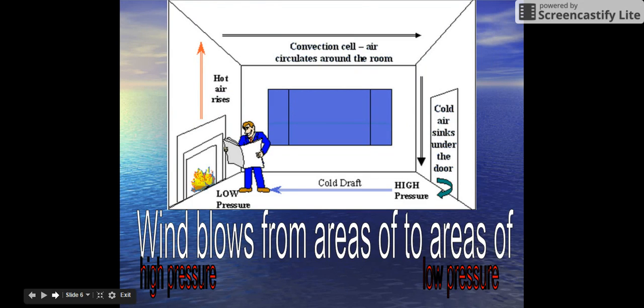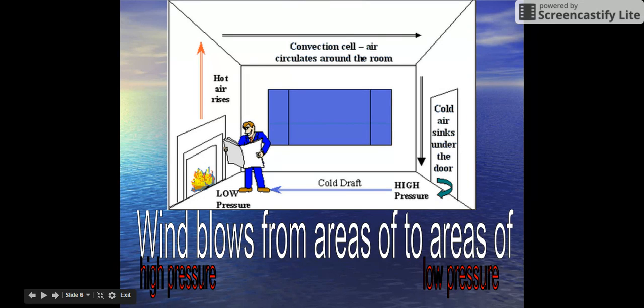Keeping it moving, this should be a review because you should have had a little bit of background with convection currents. But wind always, again, important, moves from areas of high pressure to areas of low pressure. Again, this is showing a convection cell within a room.